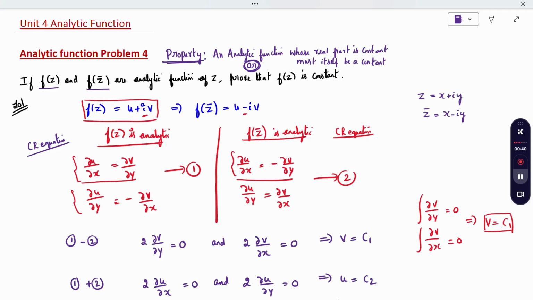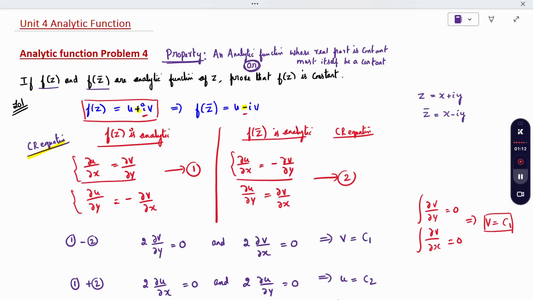So what is given: analytical function, real part is constant. We know that f of z is nothing but u plus iv. F of z bar is nothing but u minus iv. So f of z is analytic means the CR equation is satisfied: dou u by dou x equals dou v by dou y, and dou u by dou y equals minus dou v by dou x. Same concept. If f of z bar is analytic, the same CR equation is satisfied. Only the minus symbol changes. Here plus, here minus.